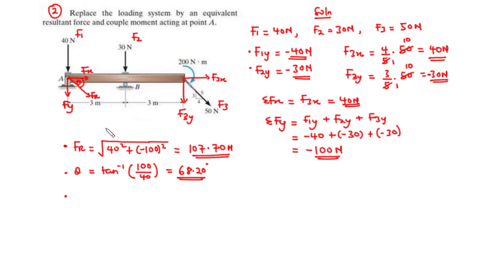Now let's find the resultant couple moment acting at point A. And so we consider the forces F1, F2, F3x, and then F3y. So the resultant moment about point A is equal to, so for F1, the line of action of F1 is through A, and so the moment about A is 0. Now for F2, we have F2 to be 30 newtons, and it's moving in the clockwise direction. So the perpendicular distance is 3 meters.